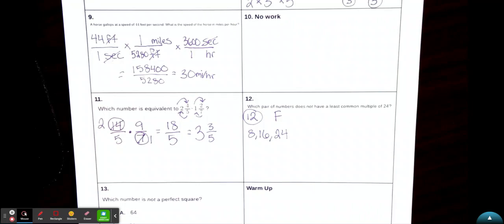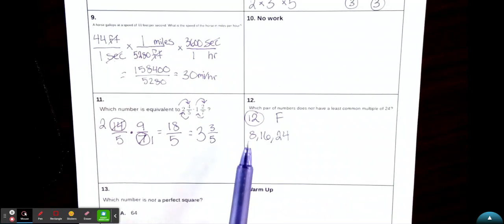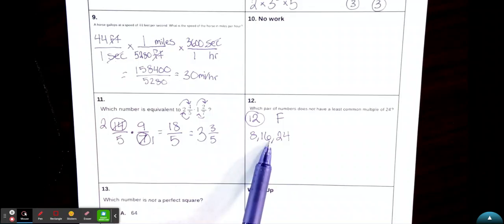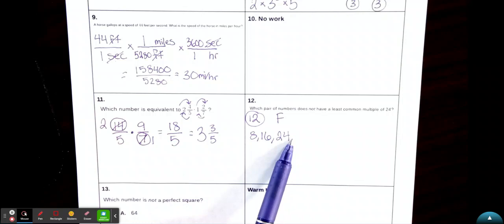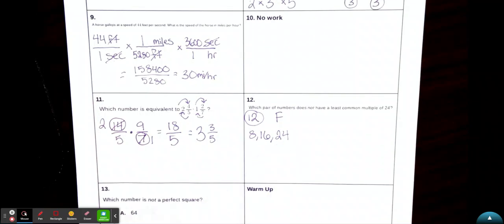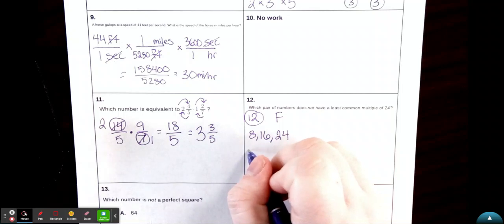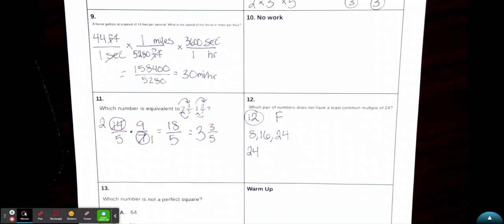Okay. Then we have 6 and 8. I already listed off some multiples of 8. Can 6 go into 8? No. Can 6 go into 16? No. Can 6 go into 24? Yes. So their least common multiple is 24. Then we have 12 and 24. We list off our multiples of 24. Start with 24. Does 12 go into 24? Yes. So their least common multiple is 24, which is why the only answer was F.